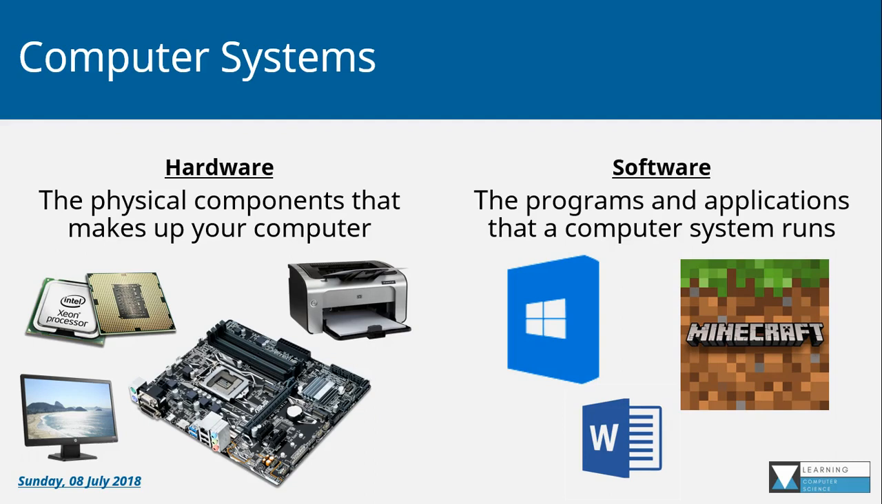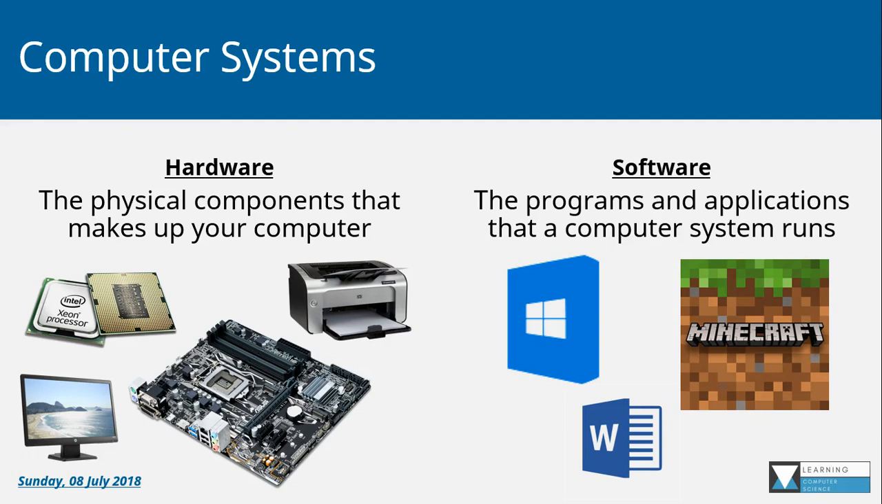Okay? Software, on the other hand, is the programs and applications that run on your computer system. You can't actually touch them because they're on the system. They're stored somewhere. Okay, so as you can see here, we've got Microsoft Word as an application, we've also got Minecraft as a game. These are all different types of applications.